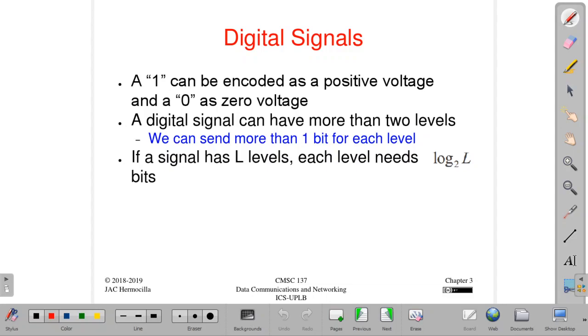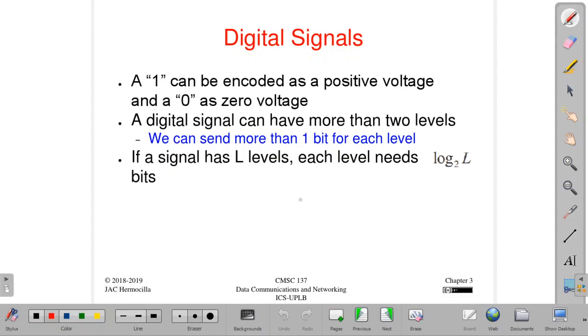Before we continue, let's have a short review of last video's topics. We talked about data and signals, and we talked about digital data and analog data, and then we also talked about periodic analog signals. So in this video we'll focus on digital signals. So what are digital signals?